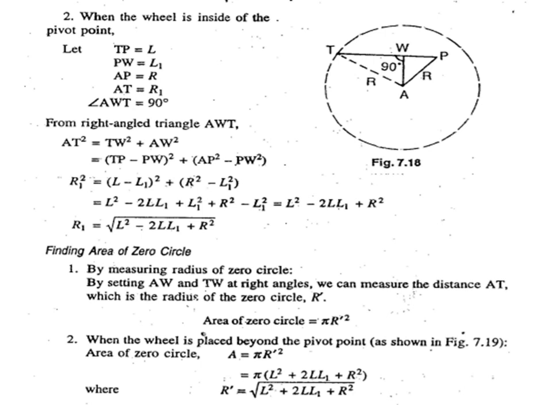So the area of the zero circle is given by pi R dash squared. When the wheel is placed beyond the pivot point, the area of the zero circle can be calculated as A equals pi into R dash squared, where R dash equals the square root of L squared plus 2 times L L1 plus R squared.